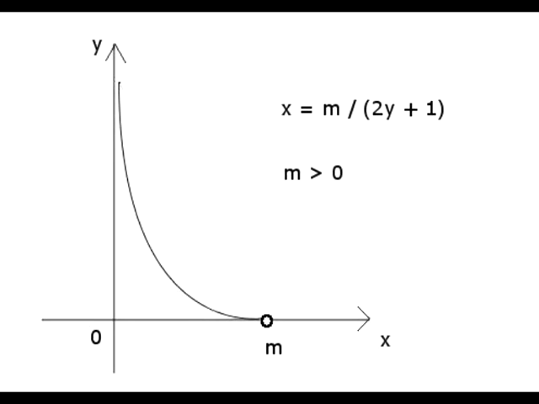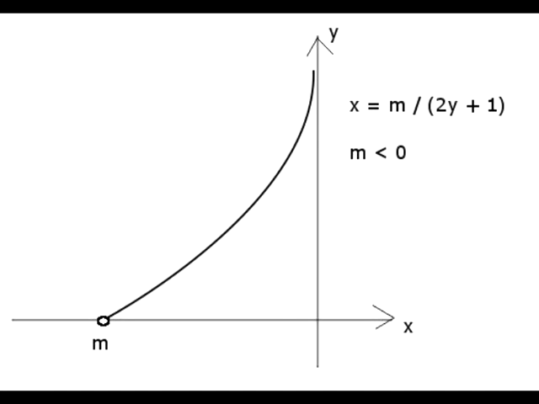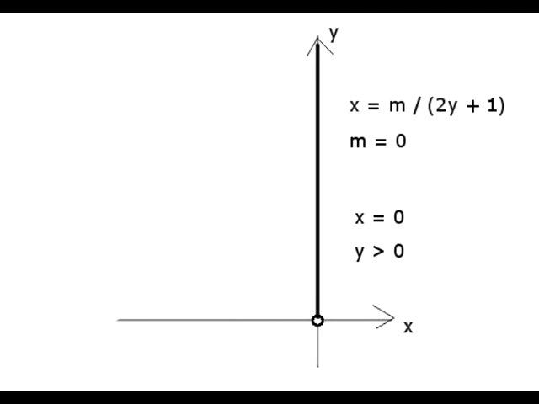This diagram shows the graph of this equation with positive m. This is the graph of the same function with negative m. And this diagram shows the graph of this equation when m is equal to 0. The y-coordinate can be any positive number.